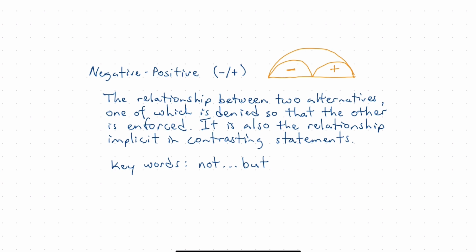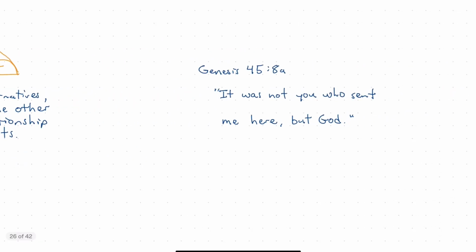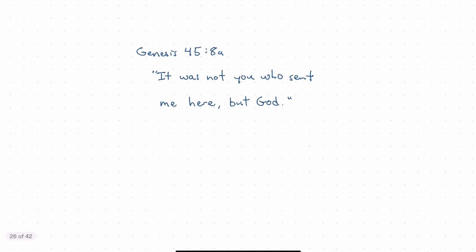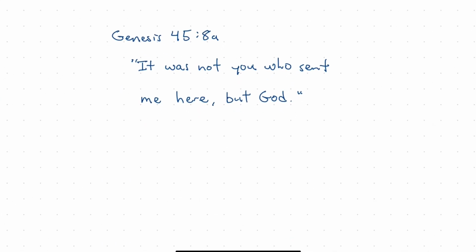So let's look at an example of this together. This is a very common construction that you'll come across in Scripture. So Genesis 45, verse 8a, the first part of verse 8. It was not you who sent me here, Joseph says, but God. It was not you who sent me here, but God. So looking for the two propositions here that we have, it was not you who sent me here, but, and the implication, the verb is implied, but God sent me here. But God sent me here.